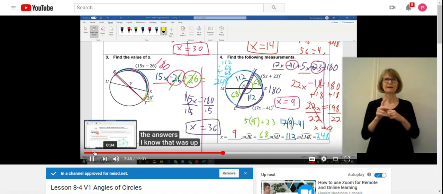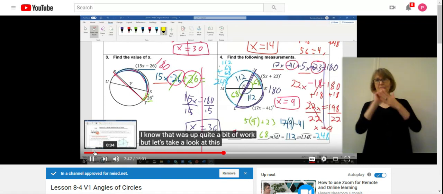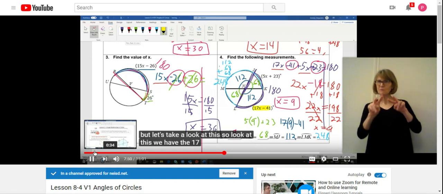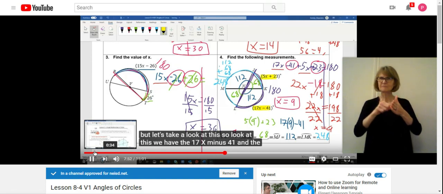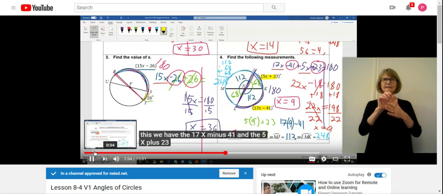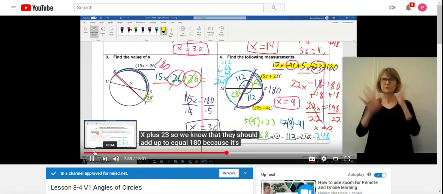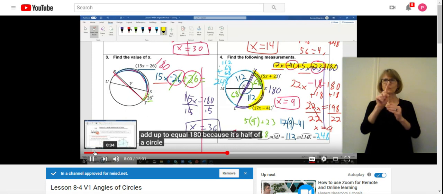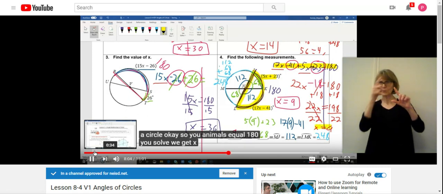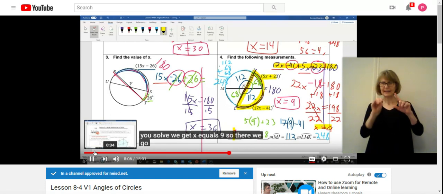Okay, I know that was quite a bit of work, but let's take a look at this. So look at this. We have the 17x minus 41 and the 5x plus 23. So we know that they should add up to equal 180 because it's half of a circle. So you add them up to equal 180. You solve, we get x equals 9. So there we go.